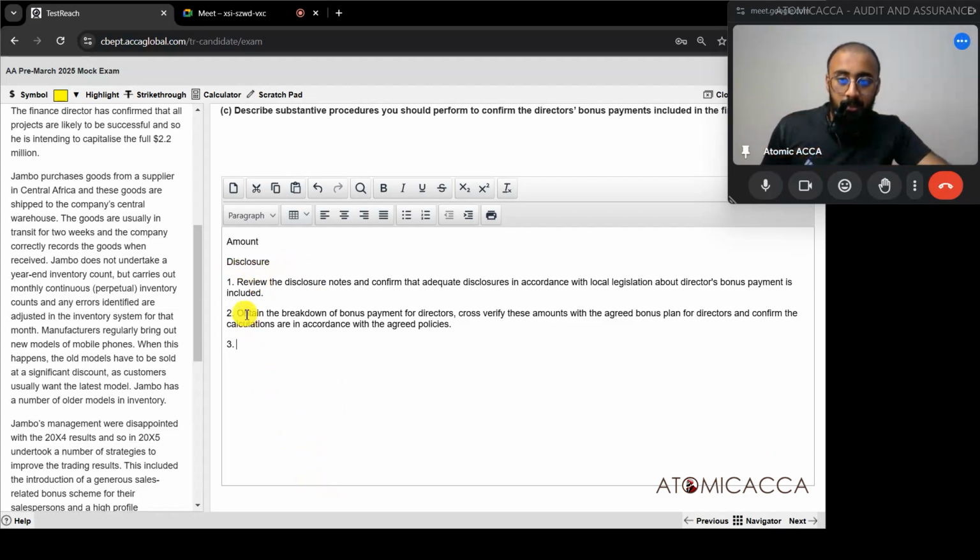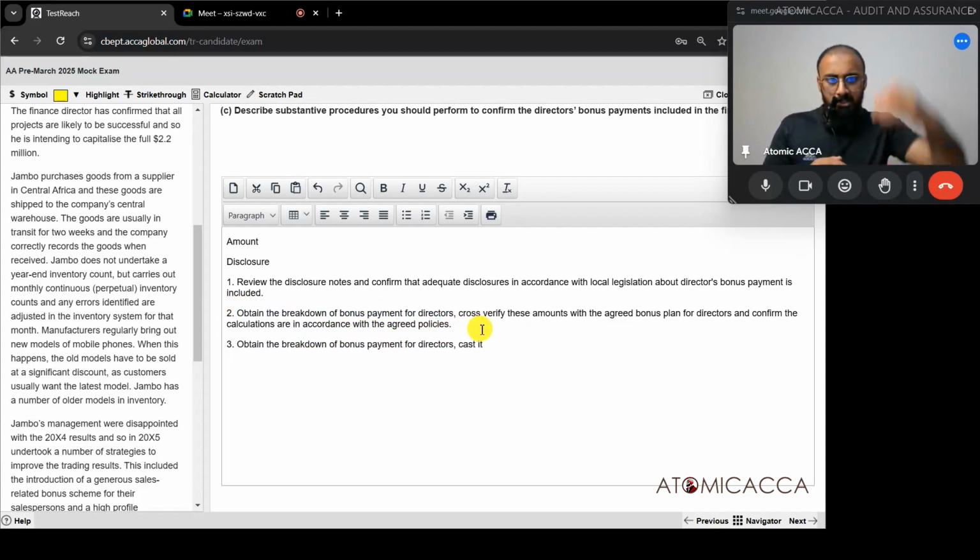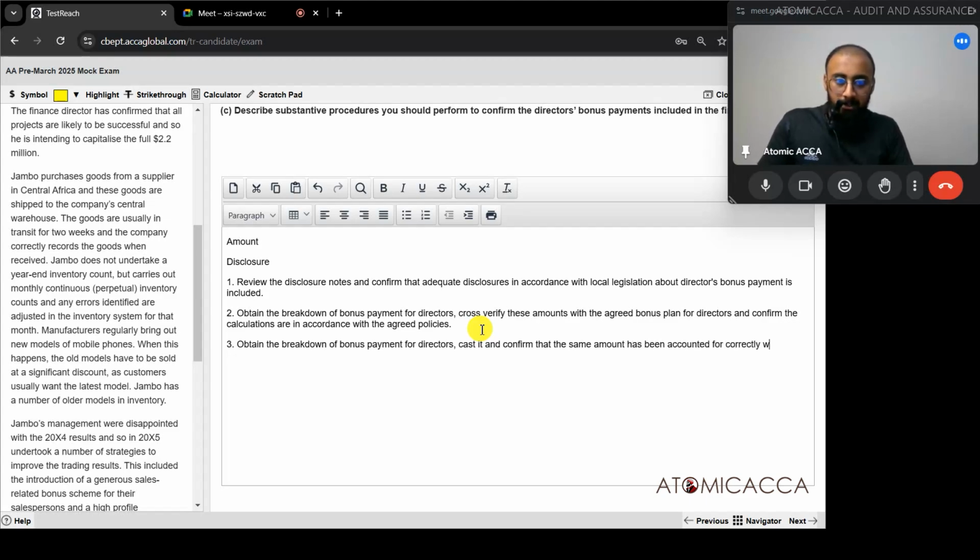So obtain a breakdown of bonus payment for directors. Cast it, which means add it, find the total, and confirm that the same amount has been accounted for correctly within the salary and wages in SOPL as an expense.